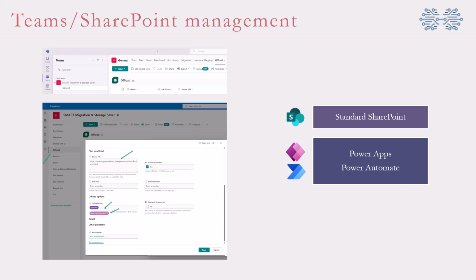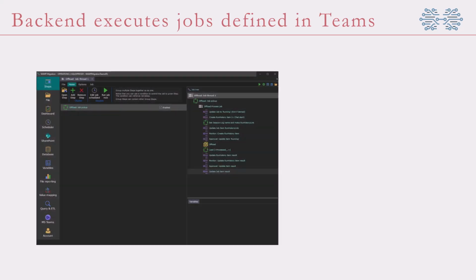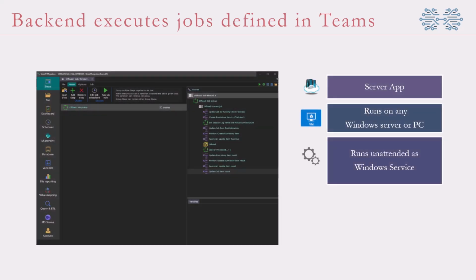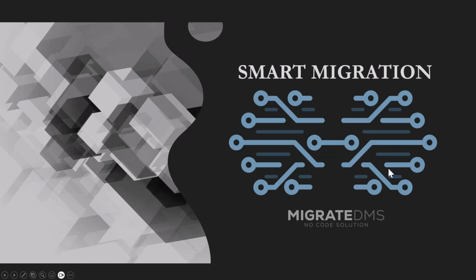You can either create those items manually from SharePoint or from within Teams, or you can do it from a Power App or using Power Automate. The backend executes the jobs defined in Teams or SharePoint. It is a standard server app, and it runs on any Windows server or PC in the cloud or physical, and it runs unattended as a Windows service. It is part of the Smart Migration platform. Let's go to demo.